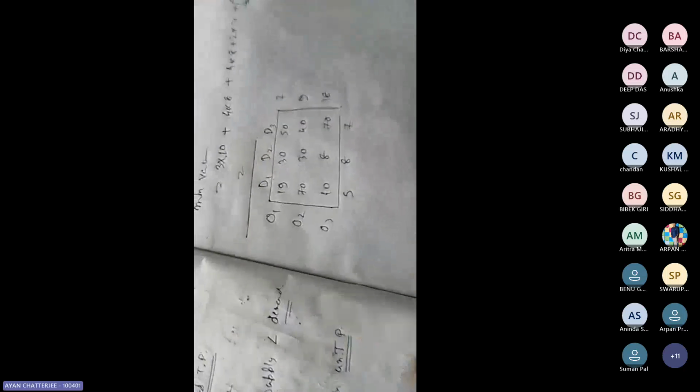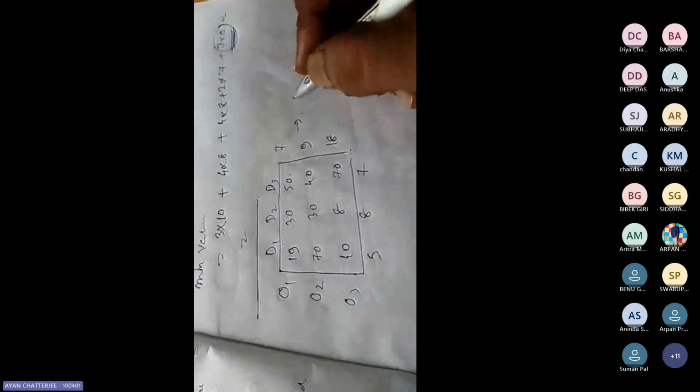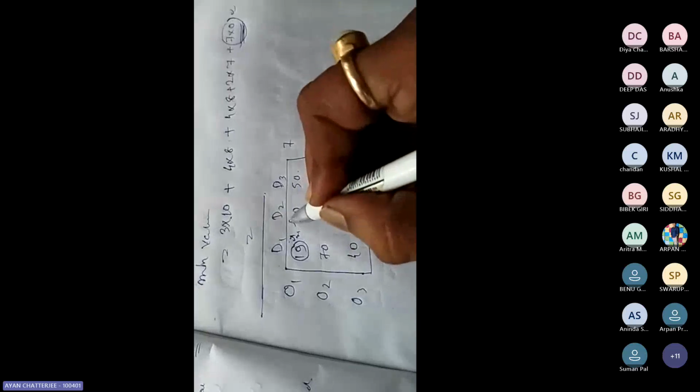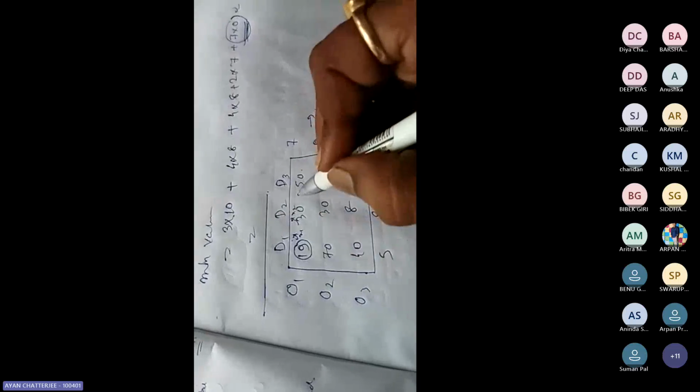Now look, I can convert this problem to a simplex problem. I am going to consider that x1 unit is sent from O1 to D1, x2 unit from O1 to D2, x3 unit from O1 to D3, and x4 unit from O2 to D1.